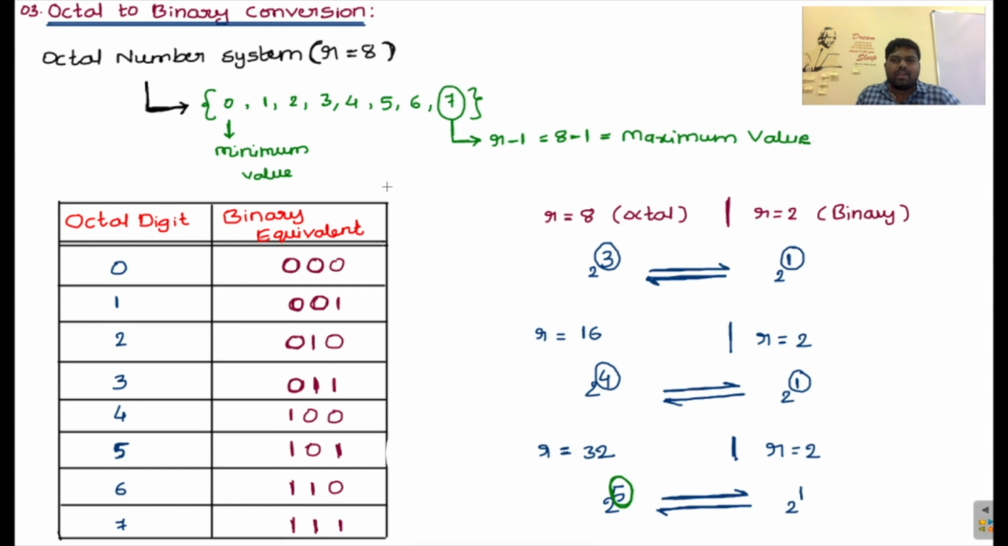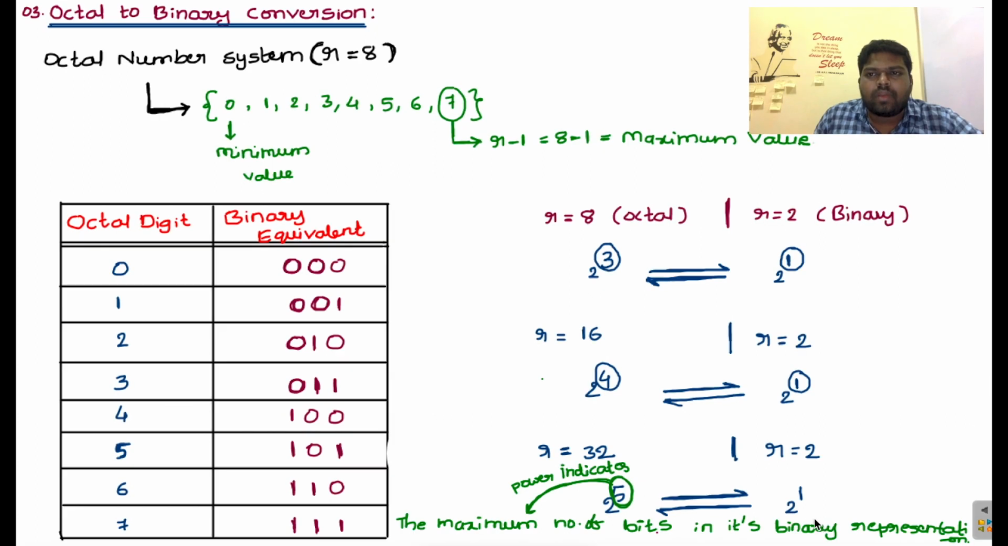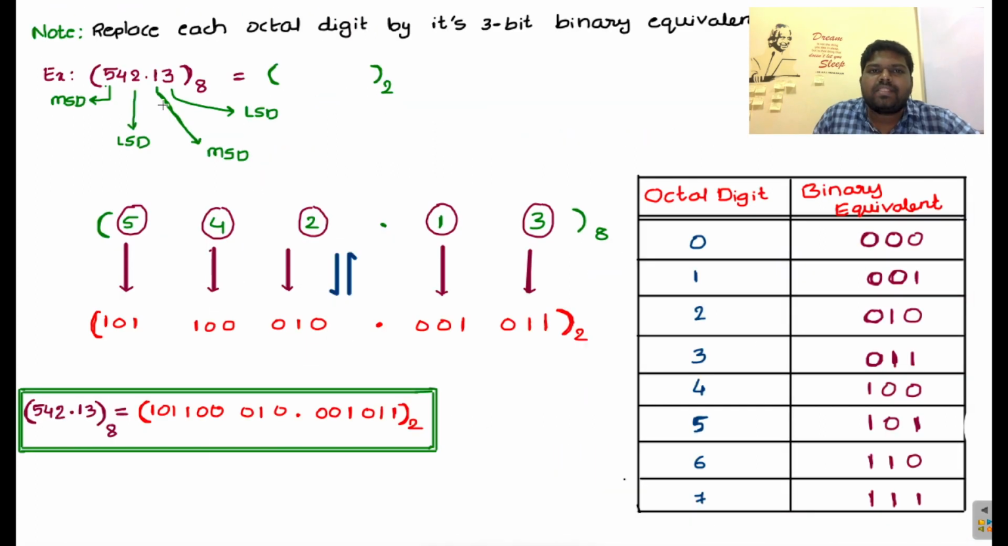Okay, this is complete. We discussed the theoretical aspect of how we assign 3 bits for octal. The power will indicate the maximum number of bits in its binary equivalent. So I will conclude with one statement: replace each octal digit by its 3-bit binary equivalent. For each octal digit we can replace it with 3 binary bits in its binary representation. That is the final conclusion.